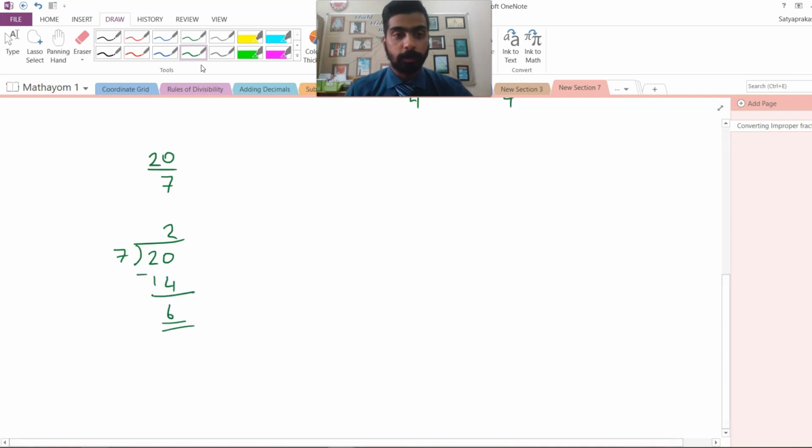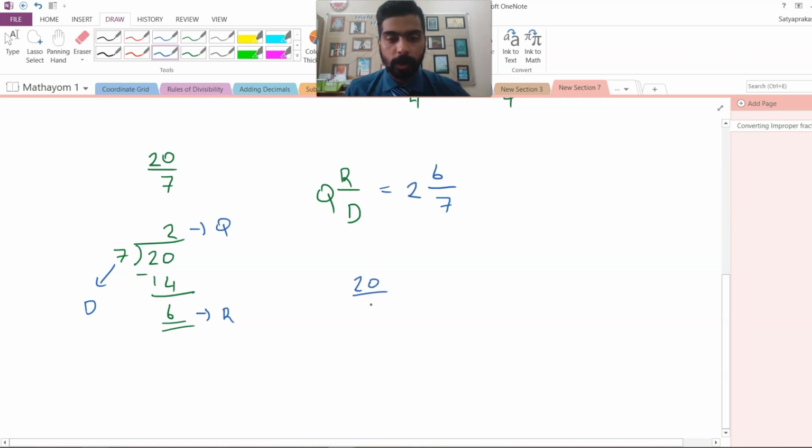If you remember, the formula is Q R over D. So let's name our Q, R and D. This is our Q, this is our R, and this is our D. Now we just substitute. Q is 2, R is 6, and D is 7. Therefore 20 over 7 we can write as 2 and 6 over 7.